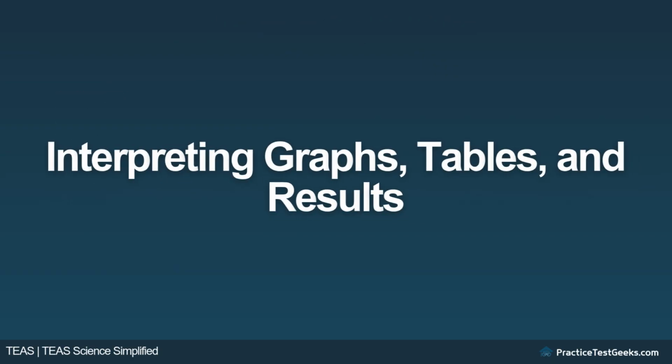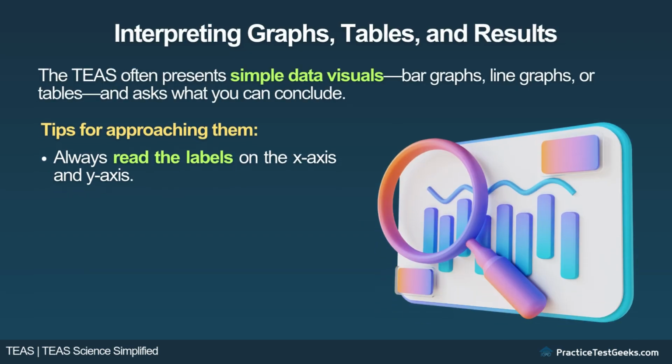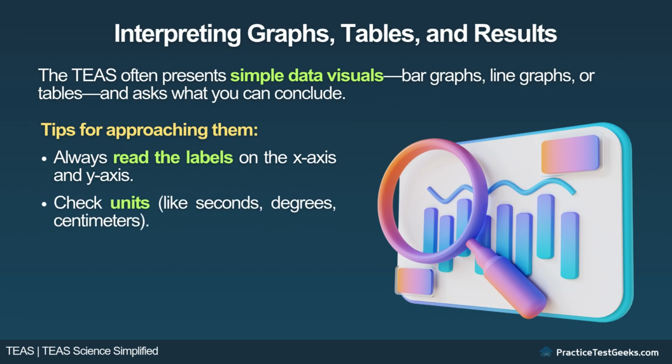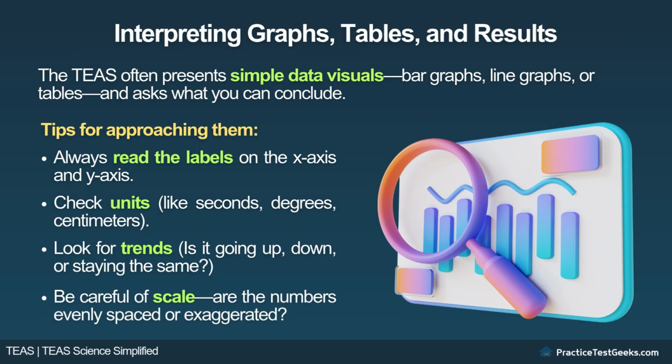On the TEAS, you'll often see a chart, graph, or data table, and you'll need to draw conclusions based on what you see. Start by reading the x-axis and y-axis labels. What's being measured and in what units? Then, check for patterns or trends. Is the data going up, down, staying the same? Watch out for scale. Some graphs may exaggerate changes or skip intervals.